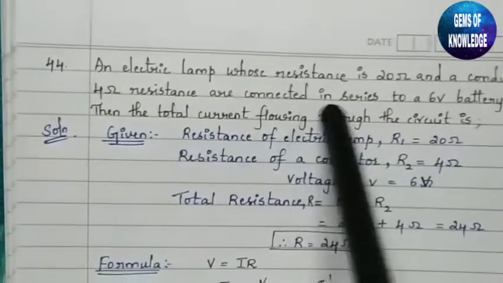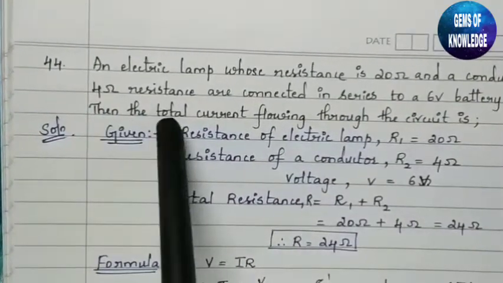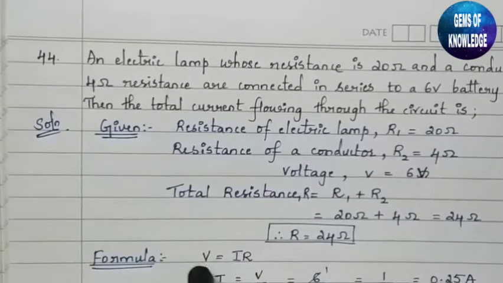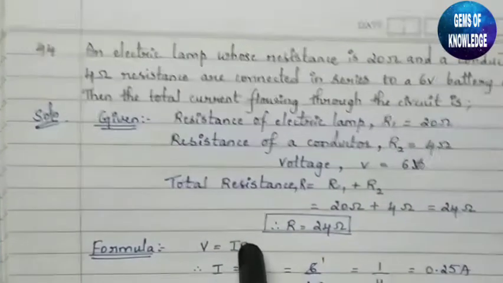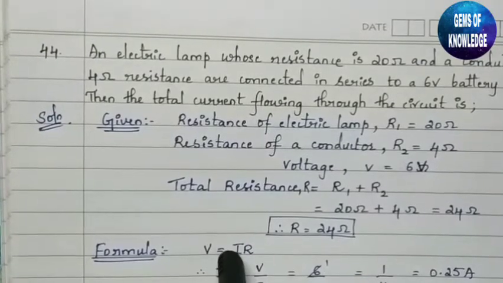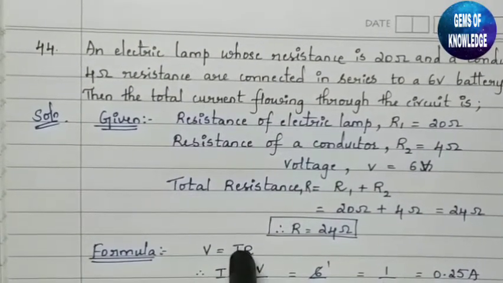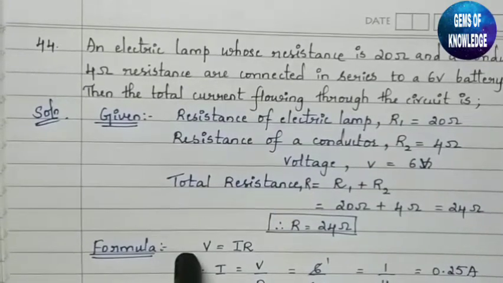In the question they have asked us to find the total current. So according to Ohm's law we have one formula here, that is V is equal to IR. So let us substitute. See here, if we take this R to this side, it will become division from multiplication.